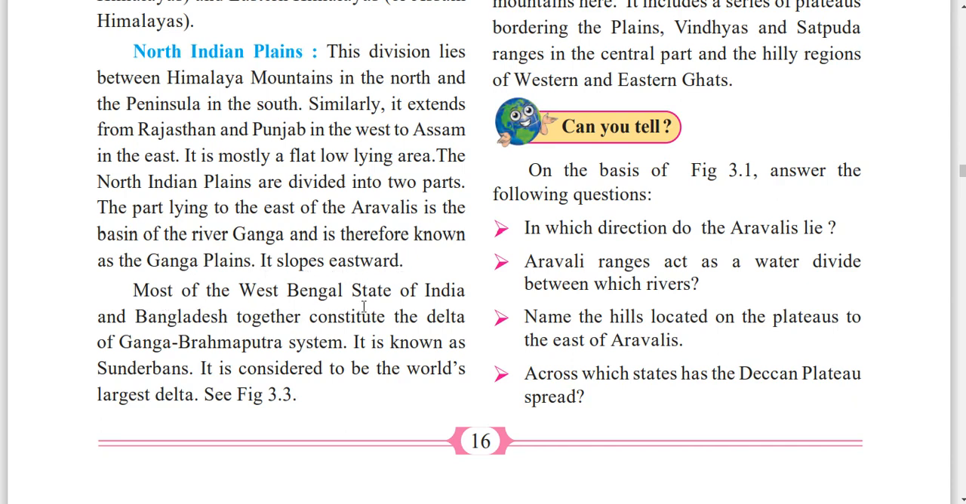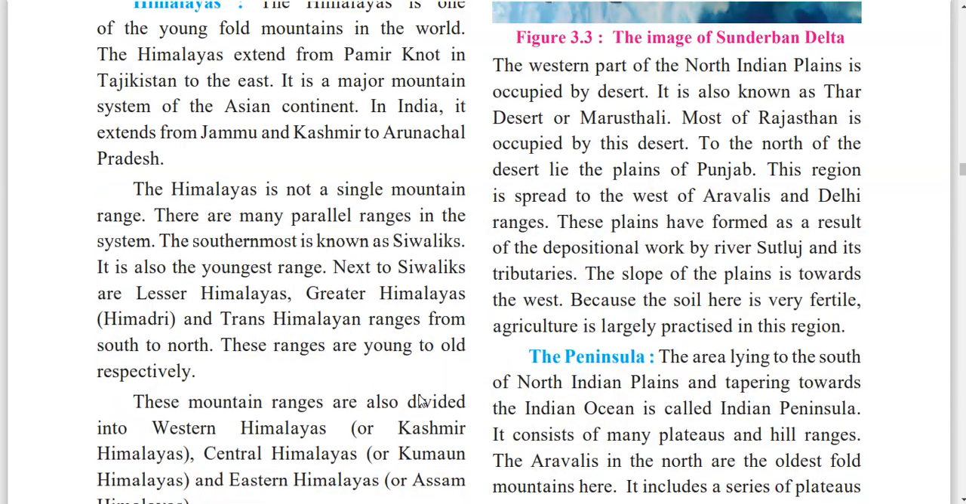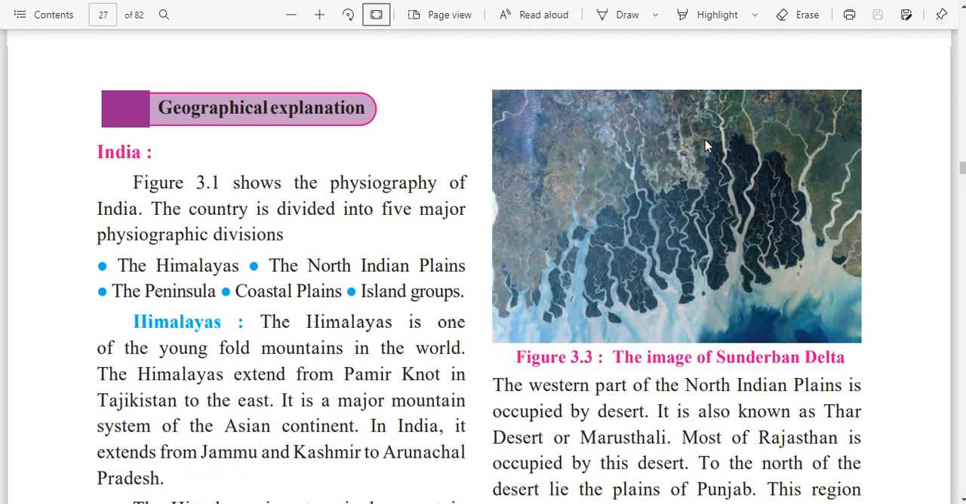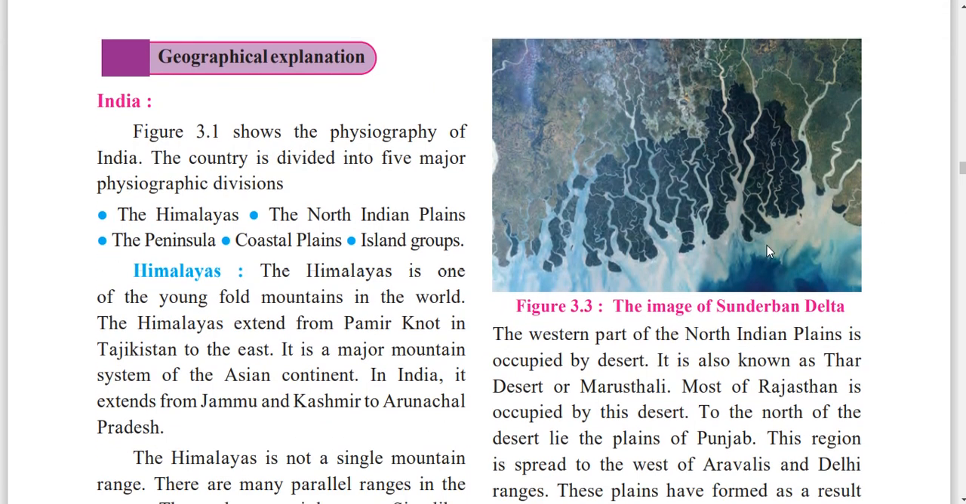Most of the West Bengal state of India and Bangladesh together constitute the delta of Ganga Brahmaputra system. It is known as Sundarbans. It is considered to be the world's largest delta. See figure 3.3. This is the delta of Ganga and Brahmaputra, the image of Sundarban delta.